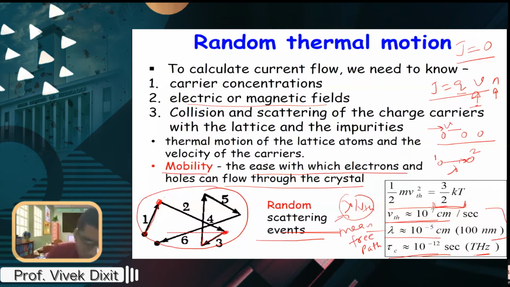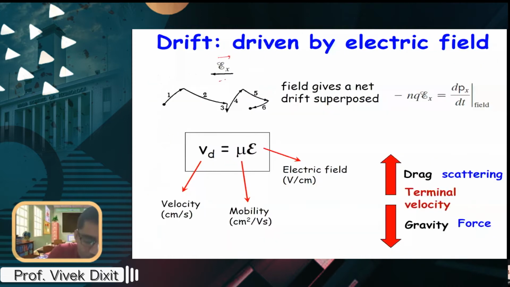So let us discuss this term. In the random thermal motion, electrons are already moving randomly. Let's say we apply an electric field in the x direction. The force on the electron will be minus q times Ex, so the force will be in the minus x direction. These electrons will go through random motion, but overall they will have a component in the minus x direction.